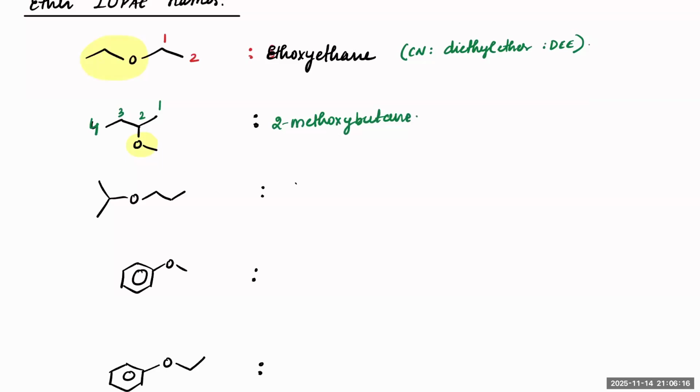Likewise, you can see here IUPAC name wise it is 1, 2, 3. On that I have, what is this one? Isopropoxy. So on one position I have isopropoxy, then it is propane, isopropoxypropane.